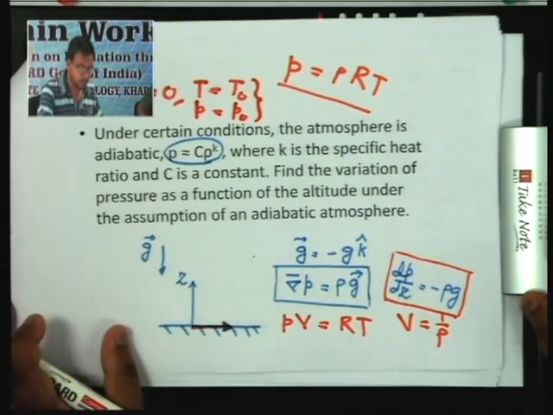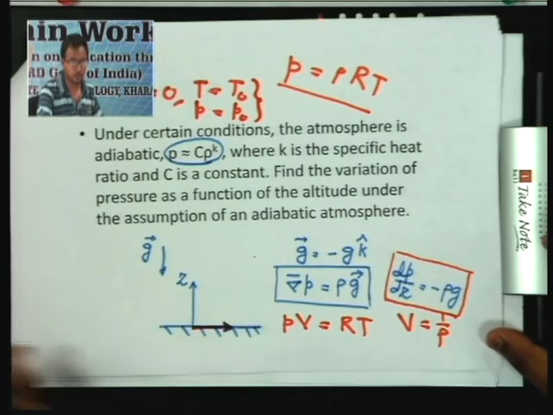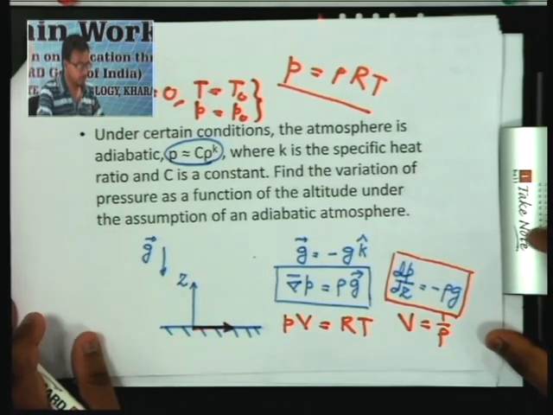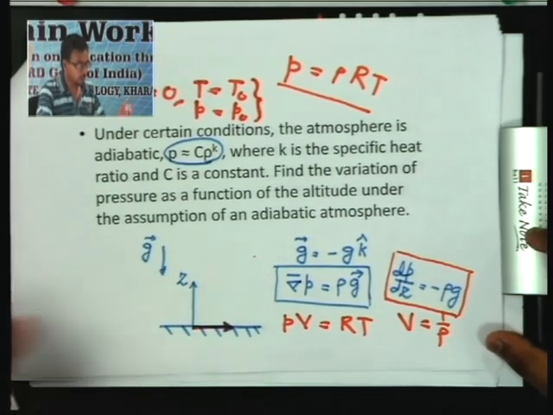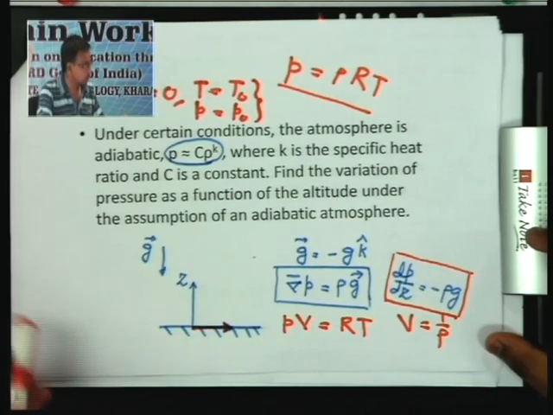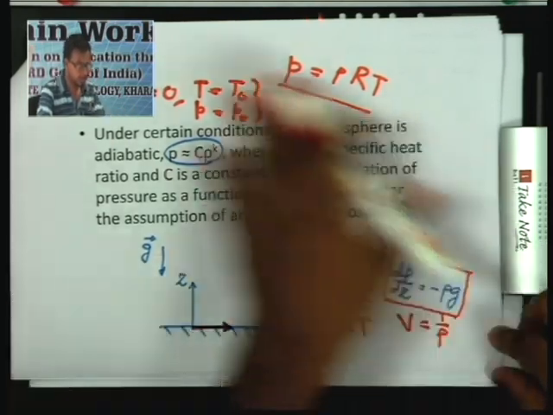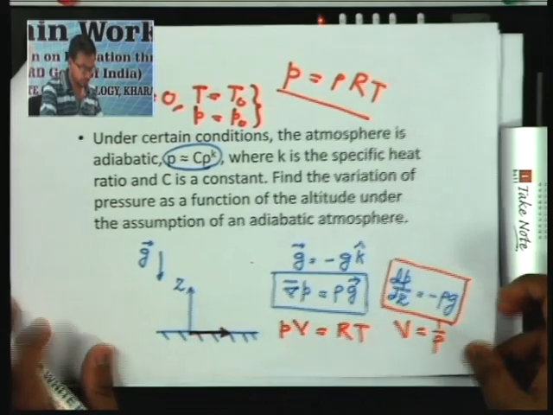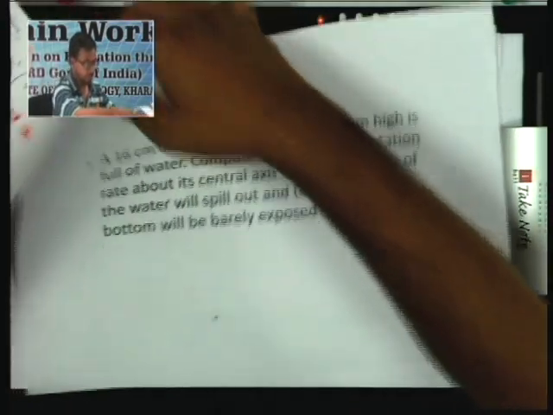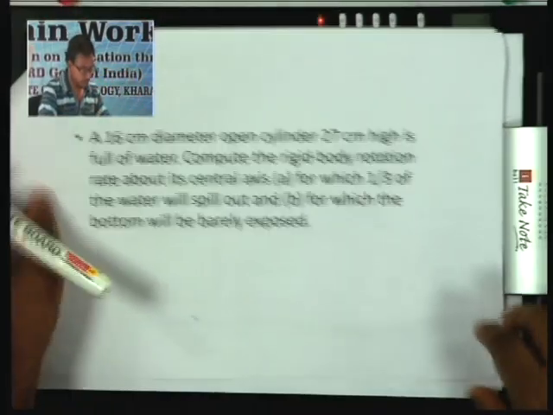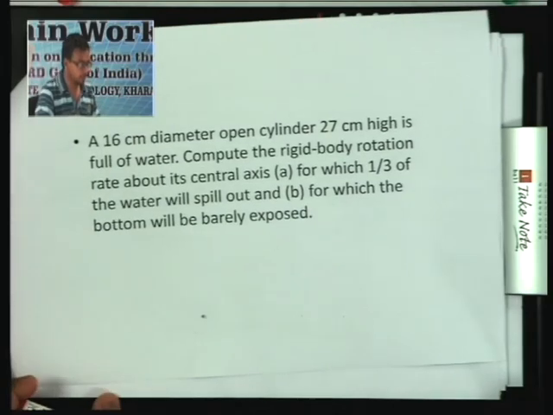Actually this problem has already been solved in the previous workshop, so all of you will be able to find the solution and the final answer if you contact your local coordinator. So this is just the procedure to do the problem. We move on to the next problem.